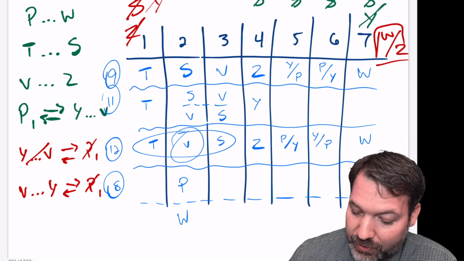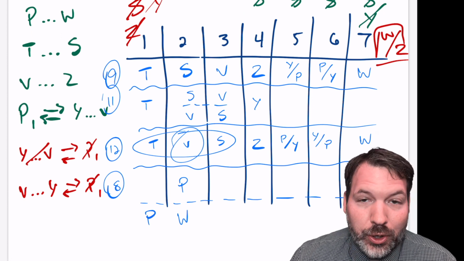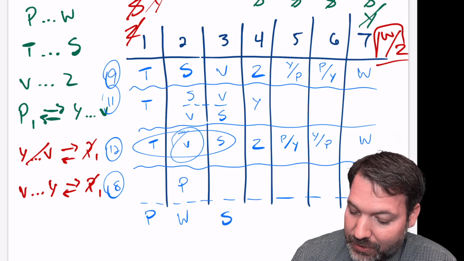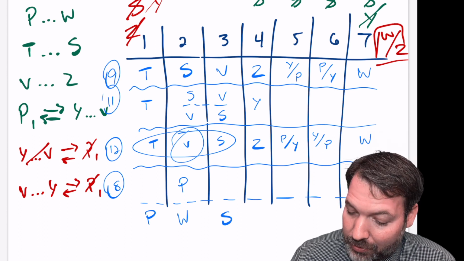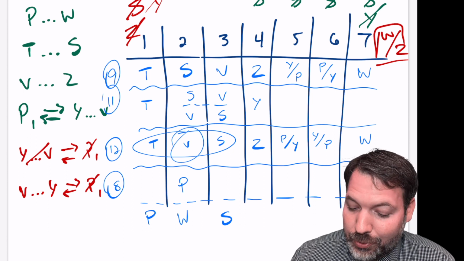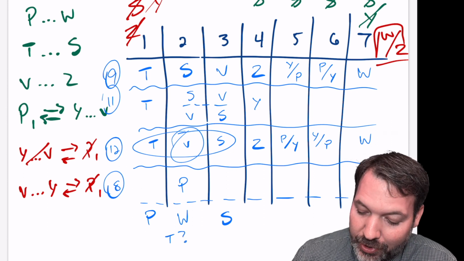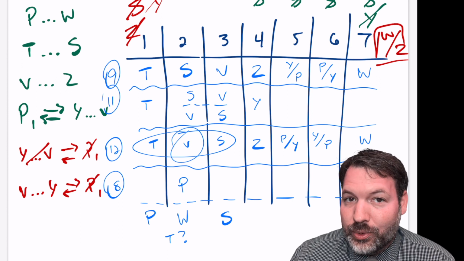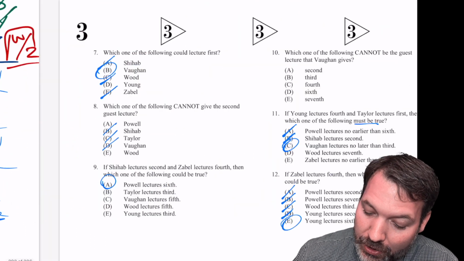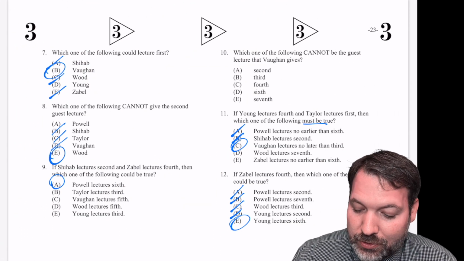And of course, if W is going second, P has to go first, because P always goes in front of W. S would have to be third in that scenario, because S can never go any later than third. And right now we have V, Y, and T left over, but you can see the problem. T is supposed to be somewhere in front of S. That's not possible right now. There's no room for T. And so that must mean that in fact W cannot go second. And so I can circle answer choice E.